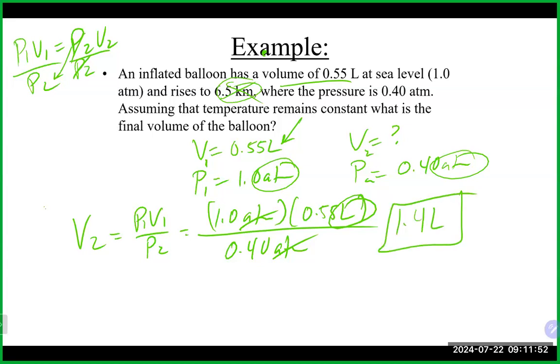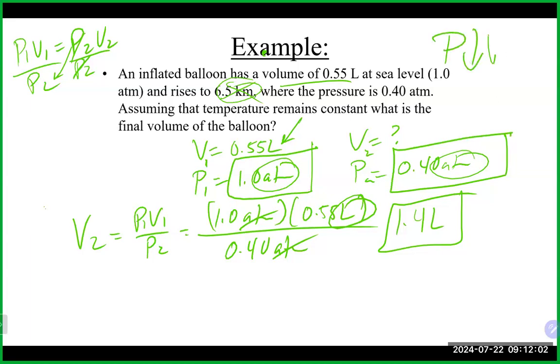Once again, we can think about the relationship that we're looking at. Here, our pressure started at 1 atmosphere and went to 0.4, which means my pressure went down. I should expect my volume to go up. It went from 0.55 liters to 1.4 liters, so the volume did go up, so that is good. Again, if you see your volume going down, you probably inverted some numbers or something of that nature.